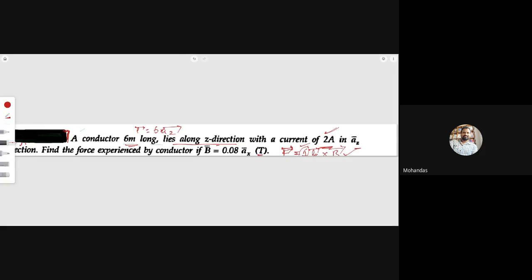I'll give 2 minutes time. Please solve this problem and tell me the answer. Okay. You have to practice these problems, then only you can attempt the question in the examination. Without having the practice, you cannot solve.